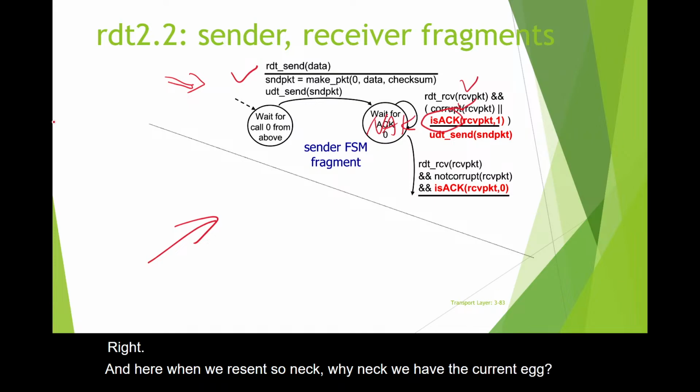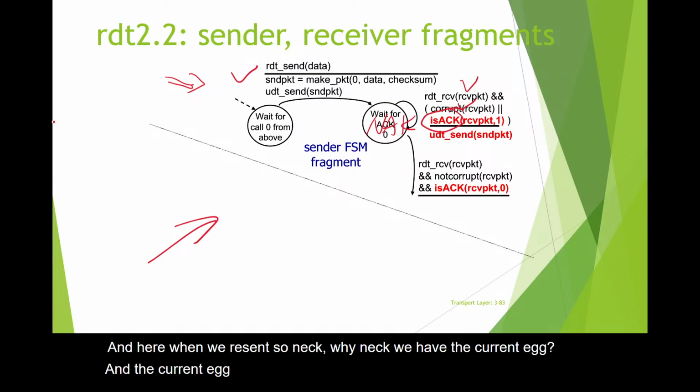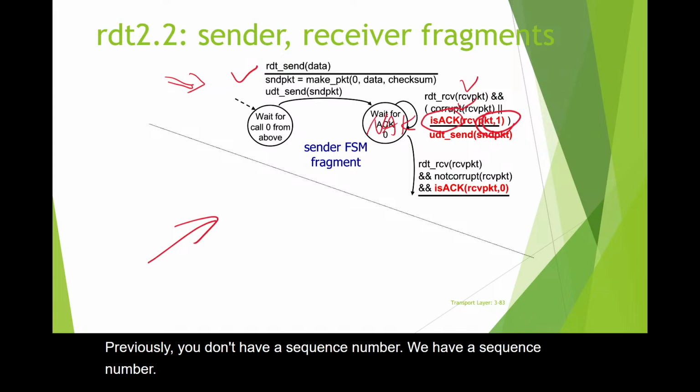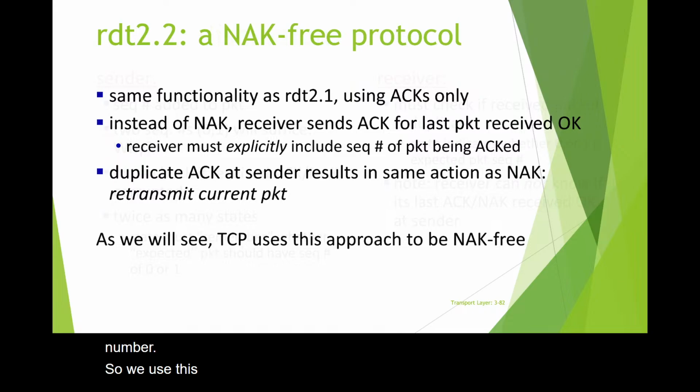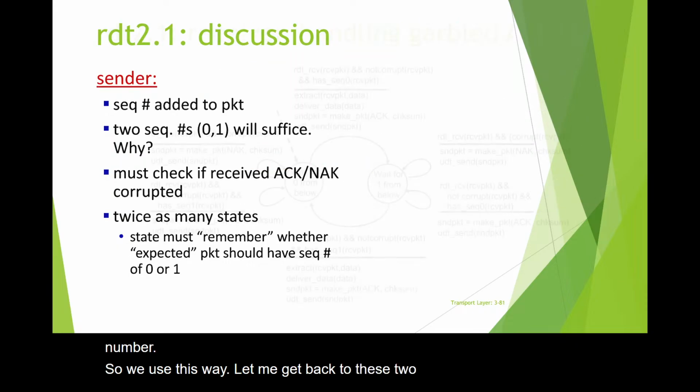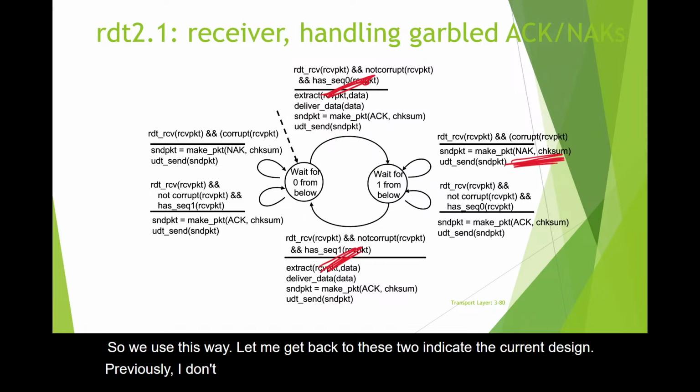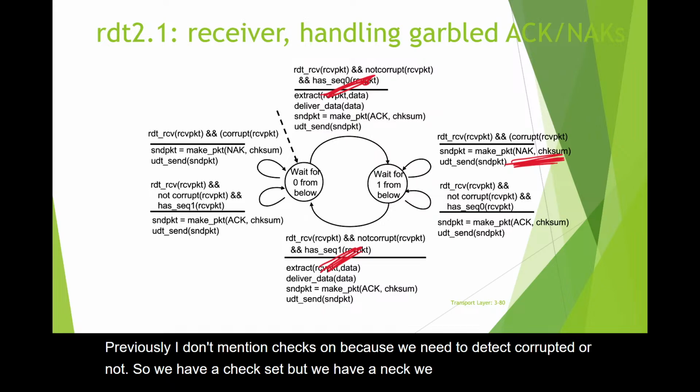And the current ACK is ACK, but now we have a sequence number. Previously, we don't have a sequence number. We have a sequence number. So we use this way. Let me get back to this to indicate the current design. Previously I didn't mention the checksum, because we need to detect corrupted or not, so we have a checksum, but we have a NAK. We don't mention sequence number.